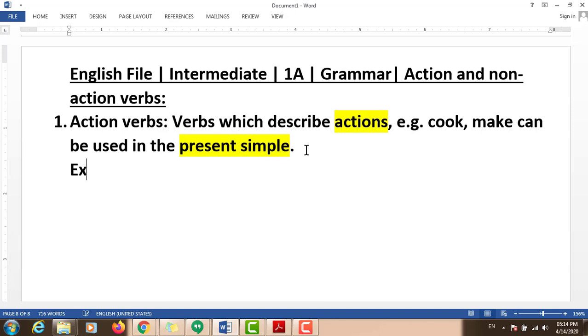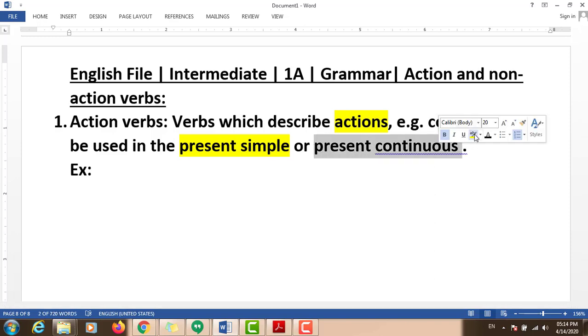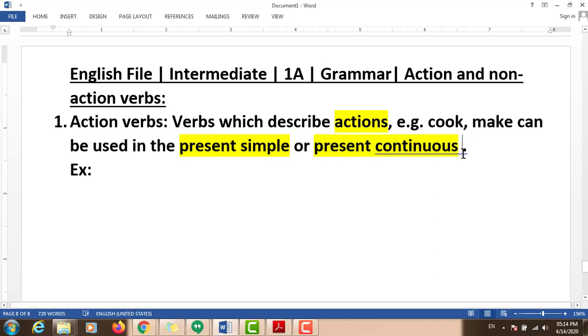For example, as well as you can use it for both, let's make it like this, present simple or present continuous. Okay, verbs that show an action, a physical action. Eating is what? A physical action. Okay, so you can use them either in present simple or present continuous. Very easy.